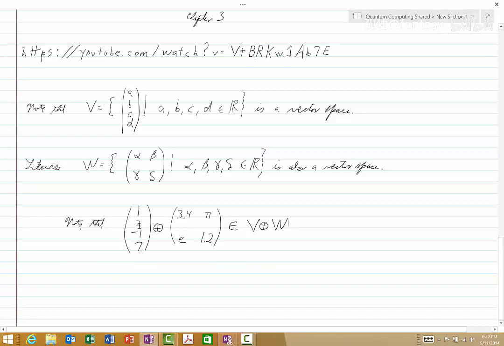This is a vector from V, this is a vector from W, and notice now we're not saying that V and W are subspaces of some common vector space. No, V and W are different vector spaces, and in fact, in this case, it just doesn't make sense to try to do anything more with this. So this would be an element of V direct sum W. And that's just the way it is.